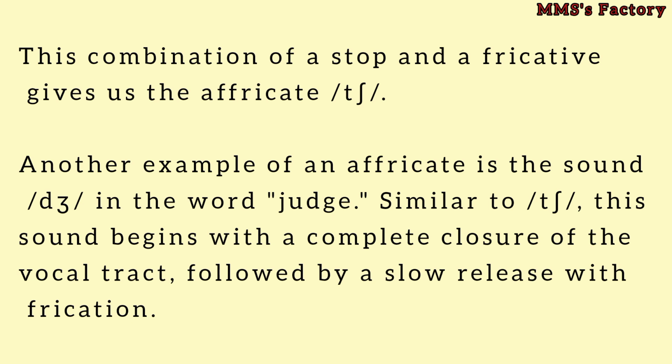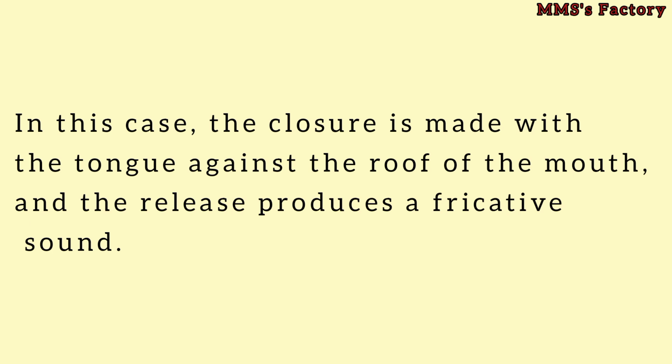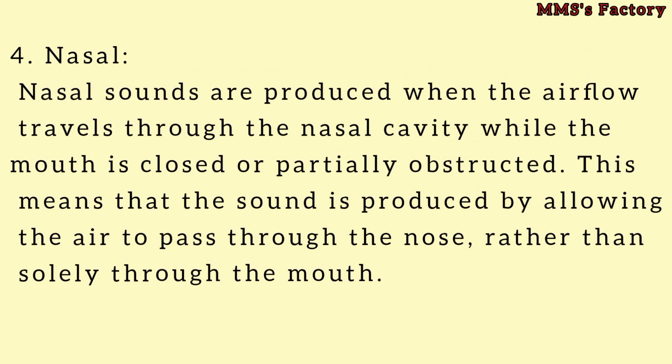Another example of an affricate is the sound j, in the word judge. Similar to ch, this sound begins with a complete closure of the vocal tract, followed by a slow release with frication. In this case, the closure is made with the tongue against the roof of the mouth, and the release produces a fricative sound.